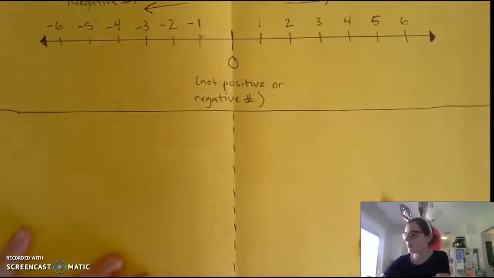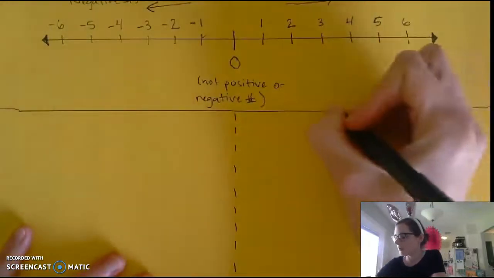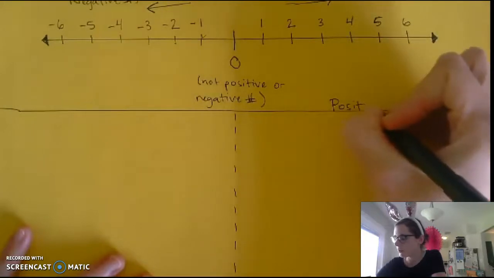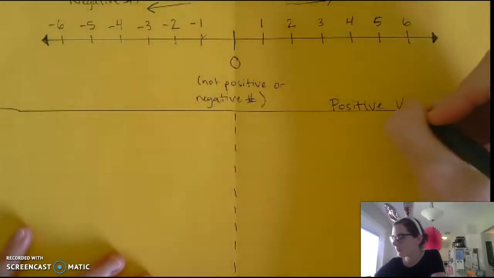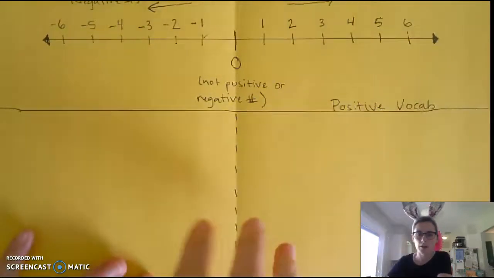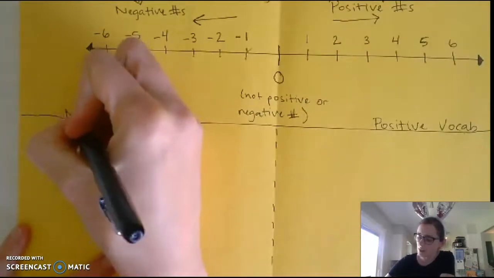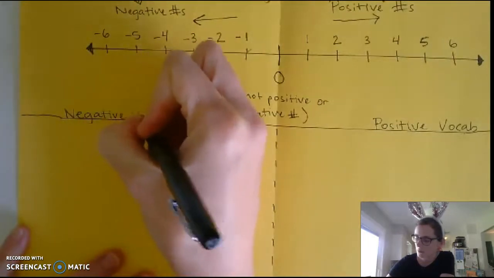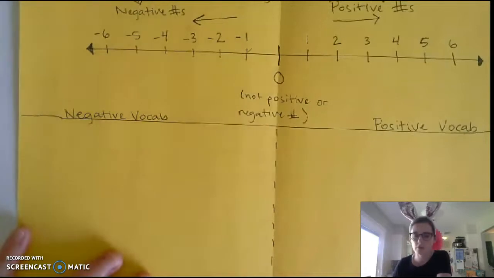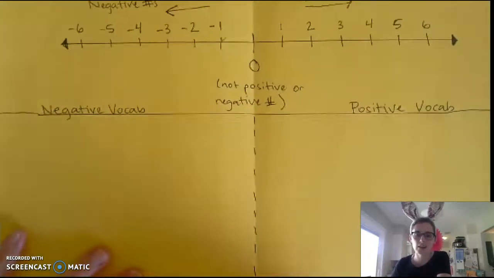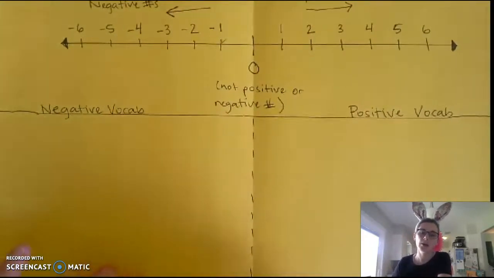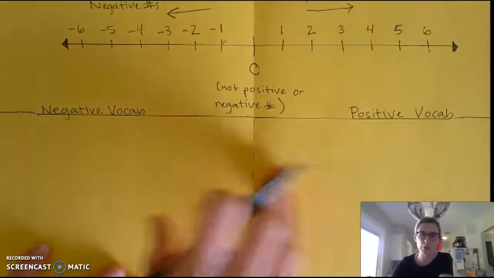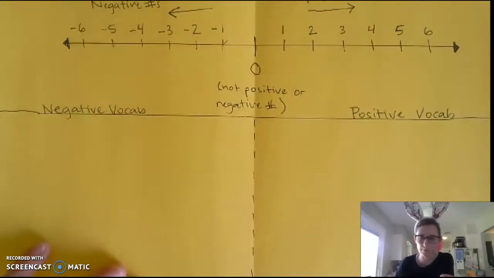On one side, you might even label up here, this is going to be our positive vocab. And on the left side, we're going to have that negative vocab. These are words that indicate you are dealing with the positive side of the number line or the negative side of the number line, or moving towards those things.